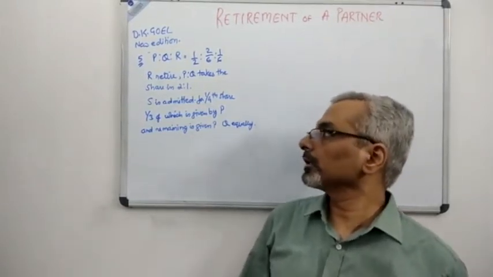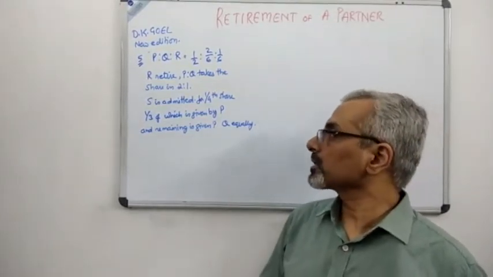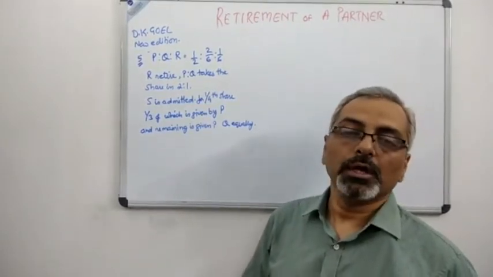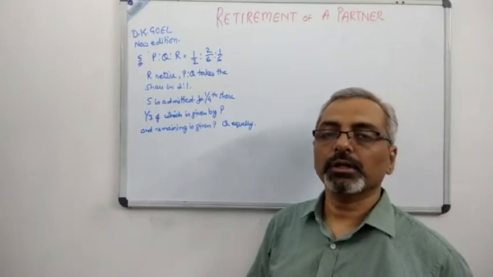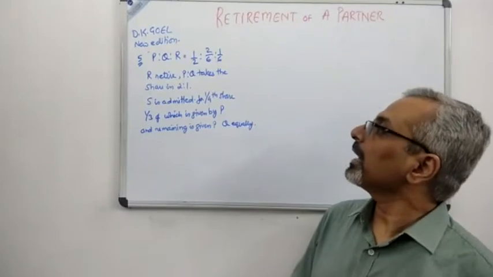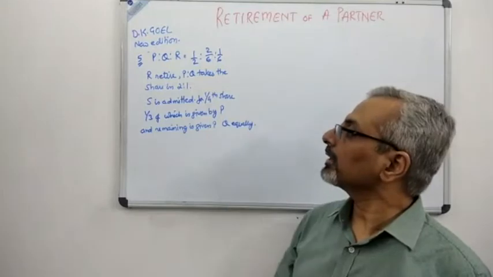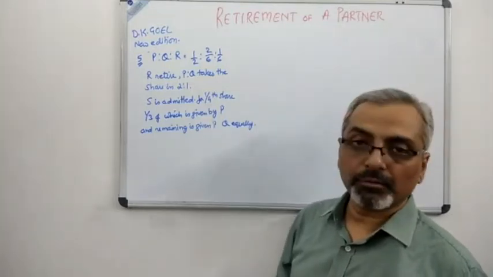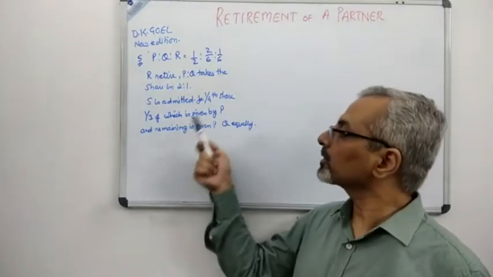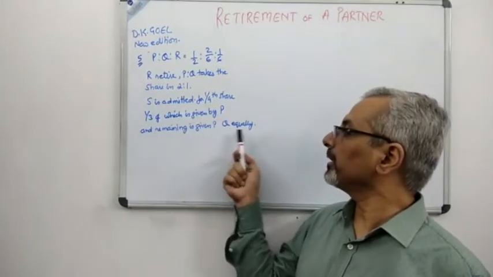You can see over here that there are three partners P, Q and R, and their profit sharing ratio is given as half is to 2 by 6 is to 1 by 6, and I have already told you, if it is given in a fraction, you have to convert it into the ratio, which we will do. R has retired, and P and Q have taken the share of R in the ratio of 2:1. After that, S is admitted for 1/4 share, and out of the 1/4 share, 1/3 of the share was given by P, and the remaining 2/3 was given equally by P and Q.